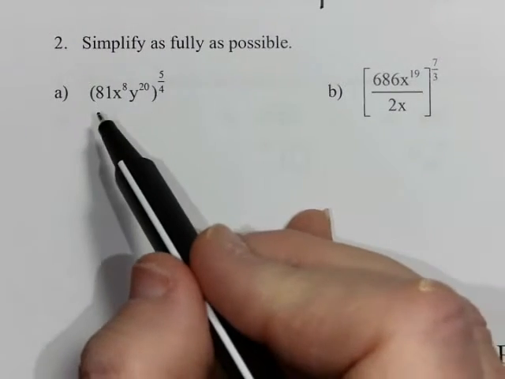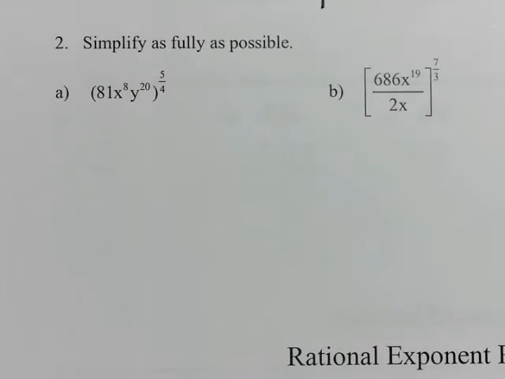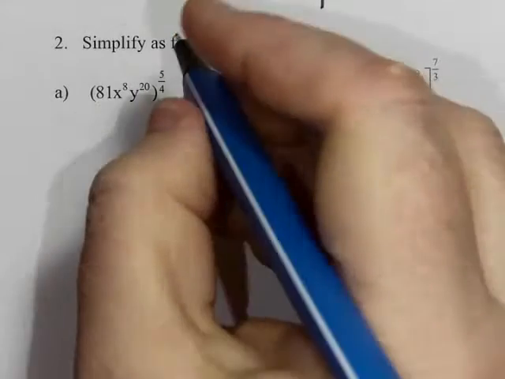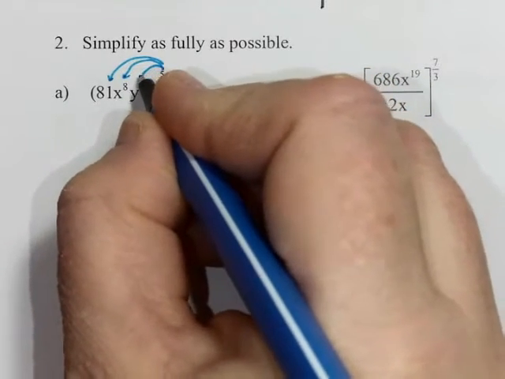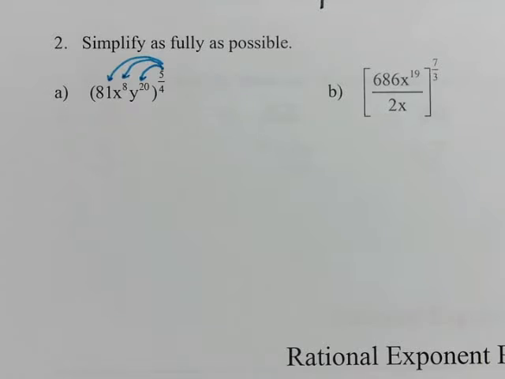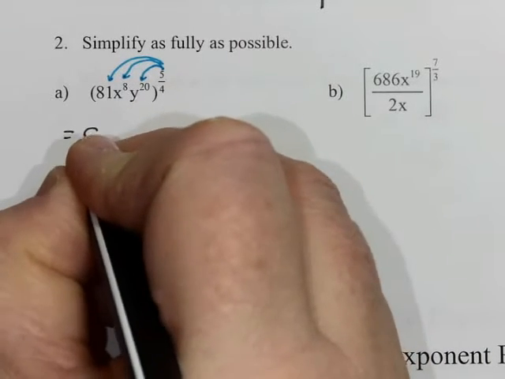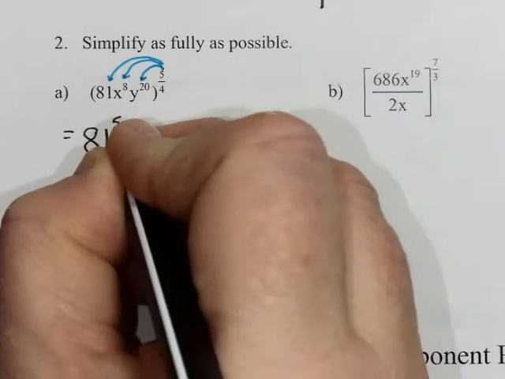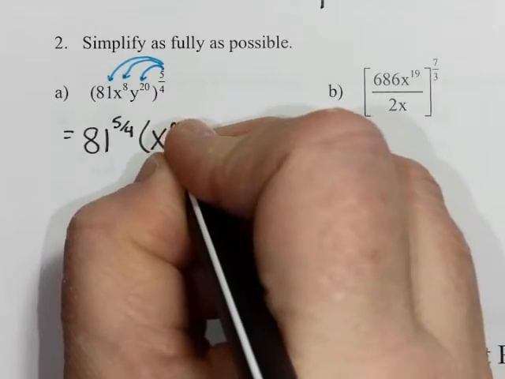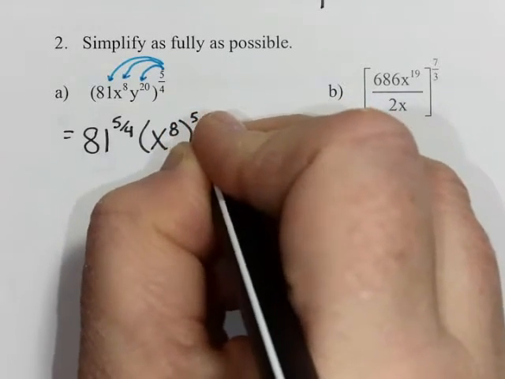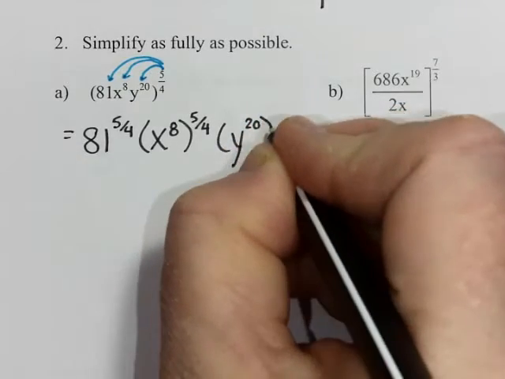So when I have 81 x to the 8, y to the 20 to the power of 5 over 4, that power of 5 over 4 belongs to the y, the x, and the 81. They all own that exponent of 5 over 4. So we're going to have 81 to the power of 5 over 4. We're going to have x to the 8 to the power of 5 over 4. And we're going to have y to the 20 to the 5 over 4.